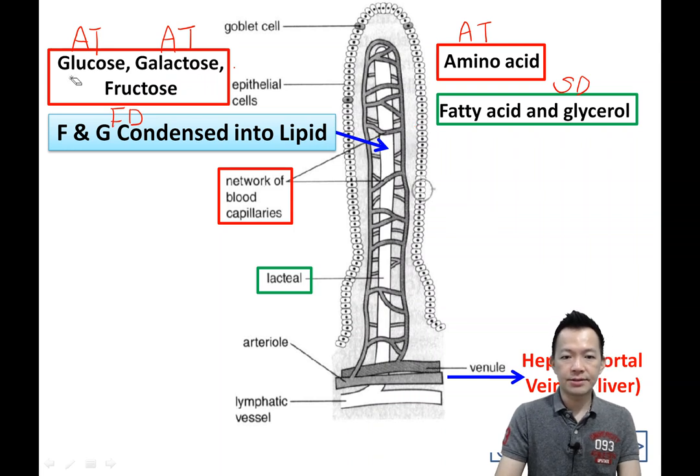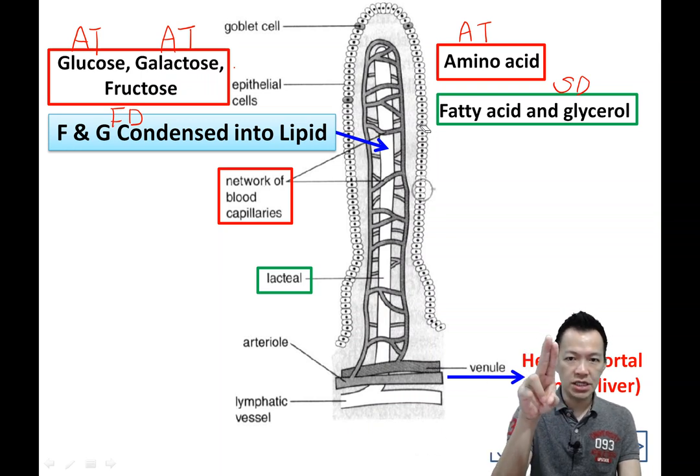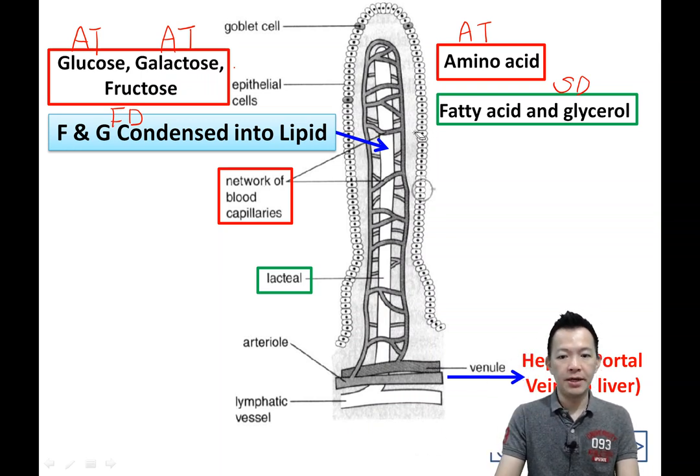Fatty acid and glycerol, they'll be condensed into lipid when they are absorbed by the lacteal. 它被乳糜管带走。不过它带走的时候，它带的不是 fatty acid glycerol, okay, they are in the form of lipid. In other words, 它在半路的时候 condense, 凝聚起来结合起来变回它的 lipid.